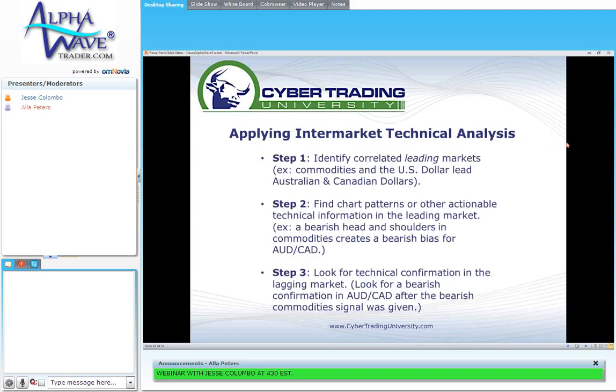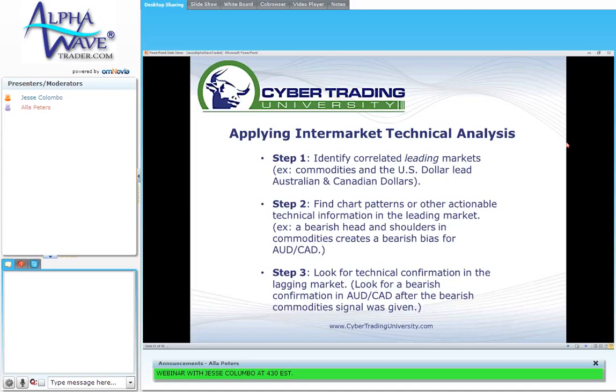So here's how I apply intermarket technical analysis. Step 1, you want to identify correlated leading markets first, meaning, in this case, commodities and the US dollar tend to lead commodity currencies like the Australian and Canadian dollars. Step 2 is you want to find chart patterns or other actionable technical information in the leading market. For example, you'd look for a pattern like a bearish head and shoulders in commodities prices, and that creates a bearish bias for commodity currencies like the Australian dollar and Canadian dollar.